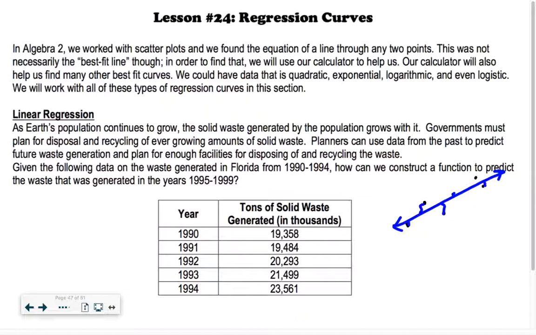Okay, so linear regression. It says, as Earth's population continues to grow, the solid waste generated by the population grows with it. A little gross. Governments must plan for disposal and recycling of ever-growing amounts of solid waste. Planners can use data from the past to predict the future waste generation and plan for enough facilities for disposing of and recycling the waste. Given the following data on the waste generated from Florida from 1990 to 1994, how can we construct a function to predict the waste that was generated in 95 through 99?